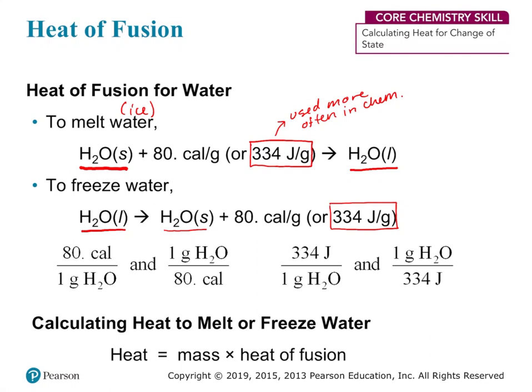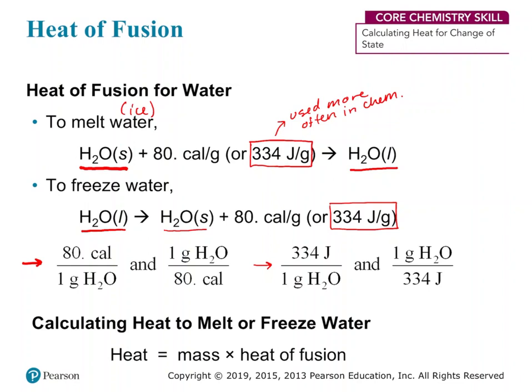All right, now we can also write these values as conversion factors. So if we use the 80 calories per gram of water, we could write that with 80 calories in the numerator or the denominator. Same for the value in terms of joules. We could put 334 joules in the numerator or the denominator. It just depends on what unit we're trying to get rid of and which unit we want to end up with.